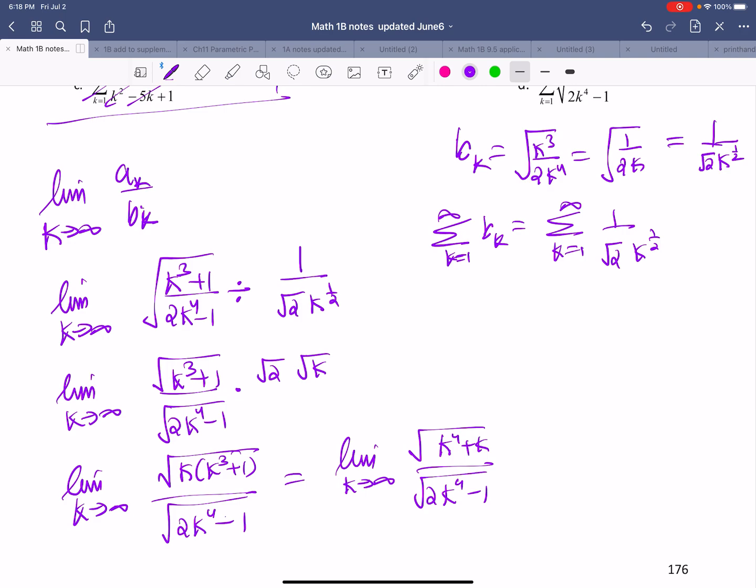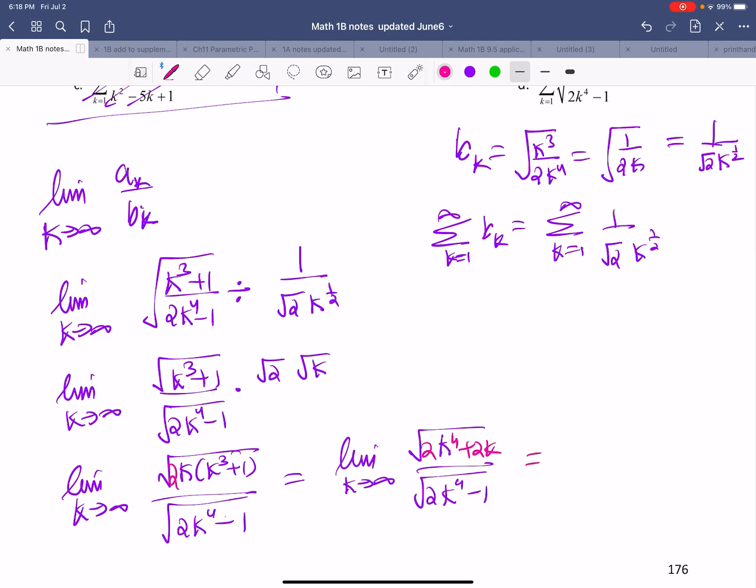Now at this point, we can go ahead and divide both numerator and denominator. There was a square root of 2 as well. We could take the square root of 2 in here. Don't drop that square root of 2. We can just take the 2 in here, so that would give us 2k to the fourth plus 2k.